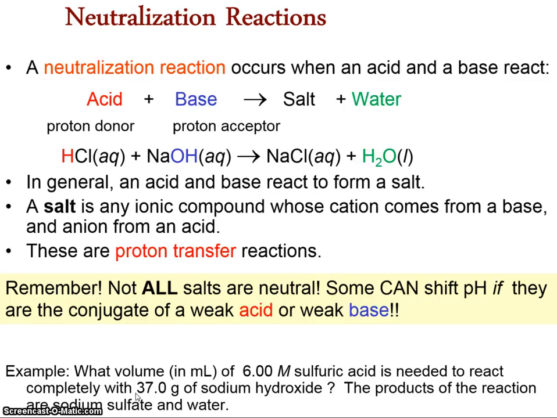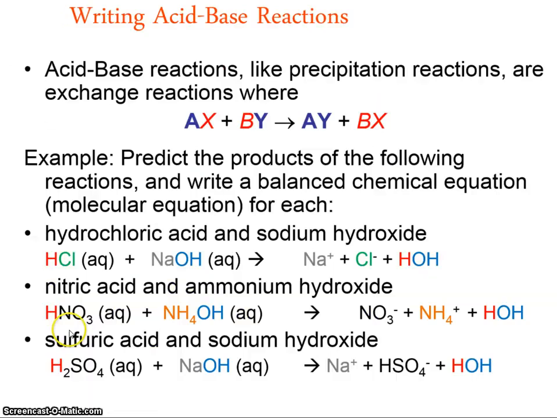So, as an example problem, what volume of 6 molar sulfuric acid is needed to react completely with 37 grams of sodium hydroxide? Products would be sodium sulfate and water. These acid-base reactions, like precipitation reactions, are going to be exchange reactions where we've got AX plus BY goes to AY and BX, where our BX is usually going to just be plain old ordinary water, and AY is going to be the salt.